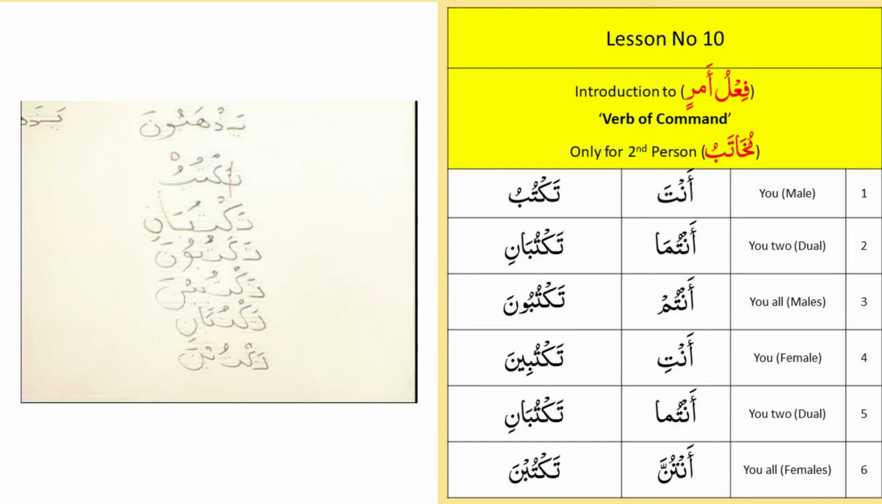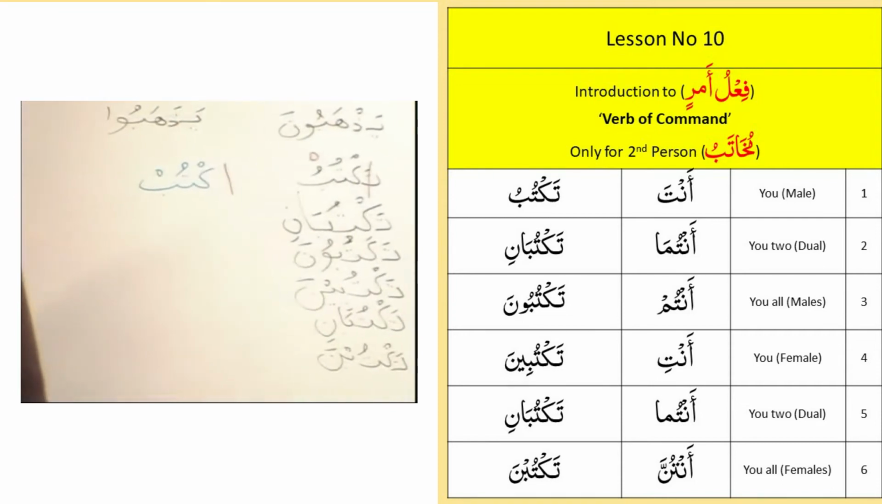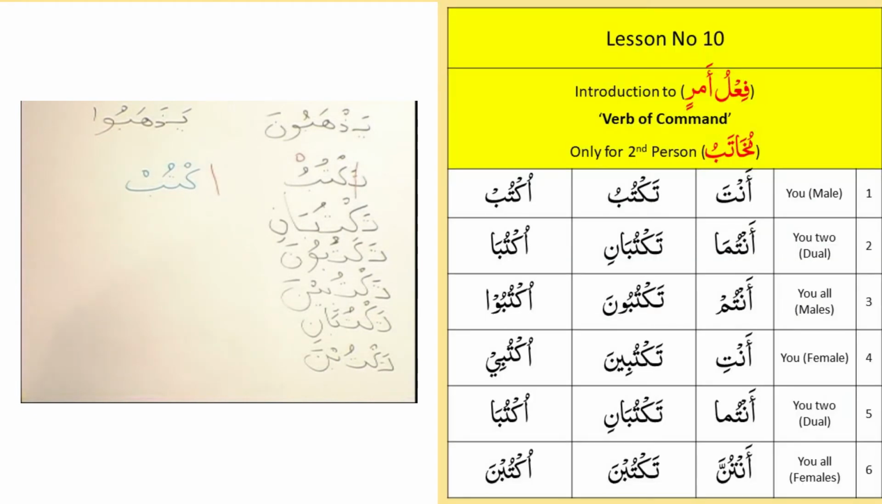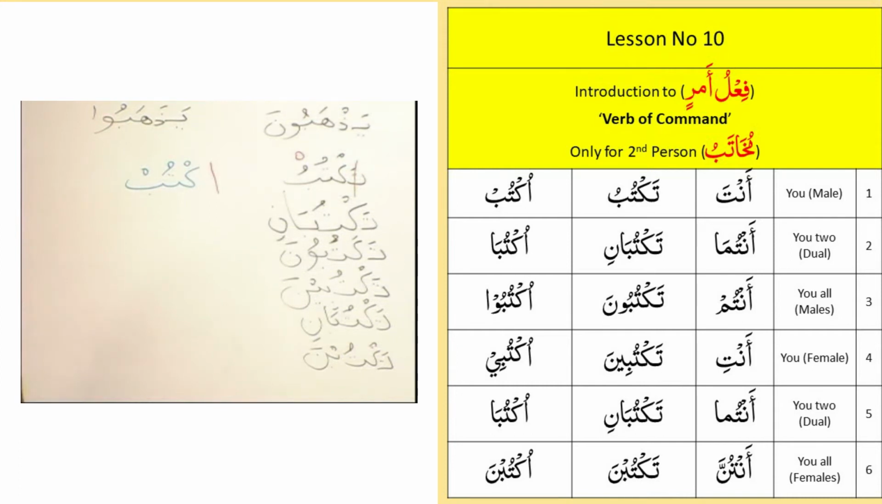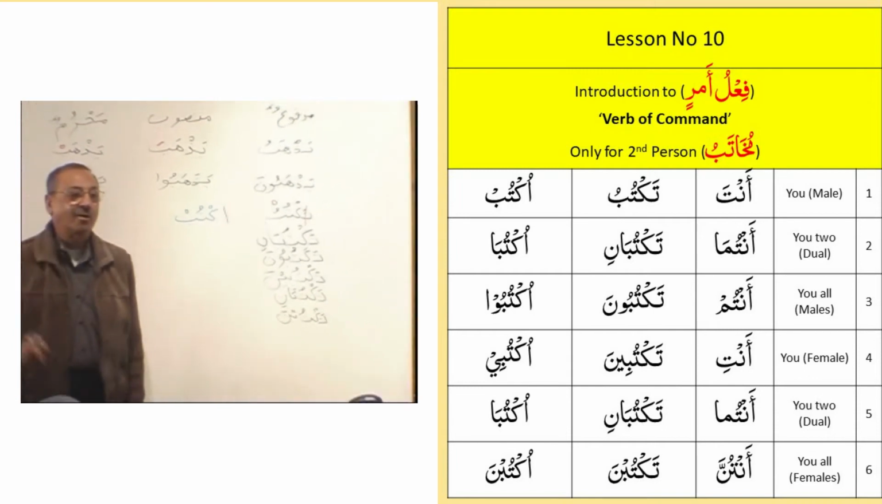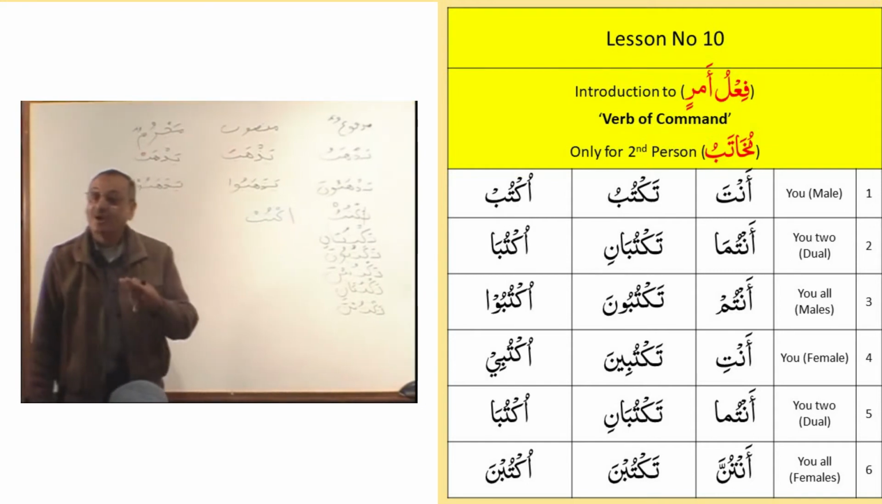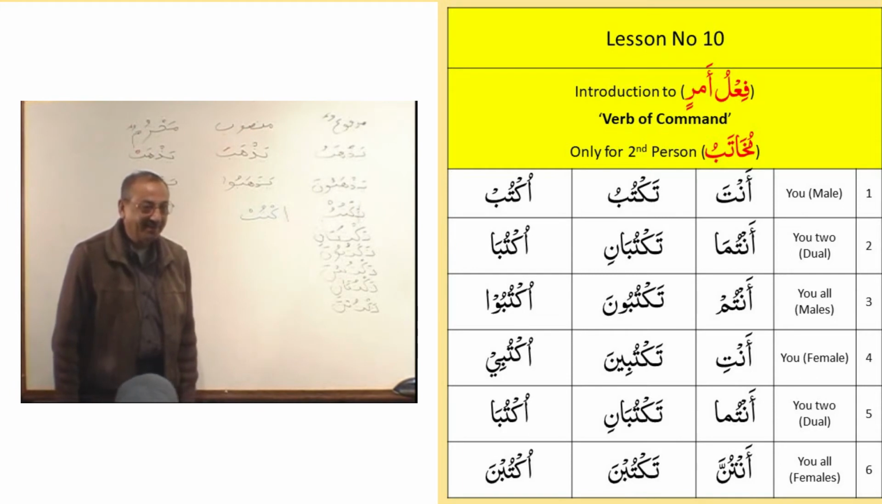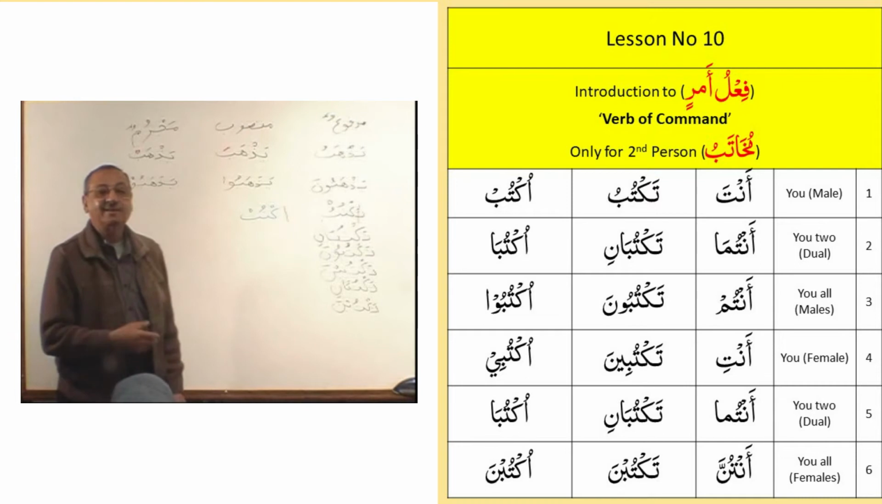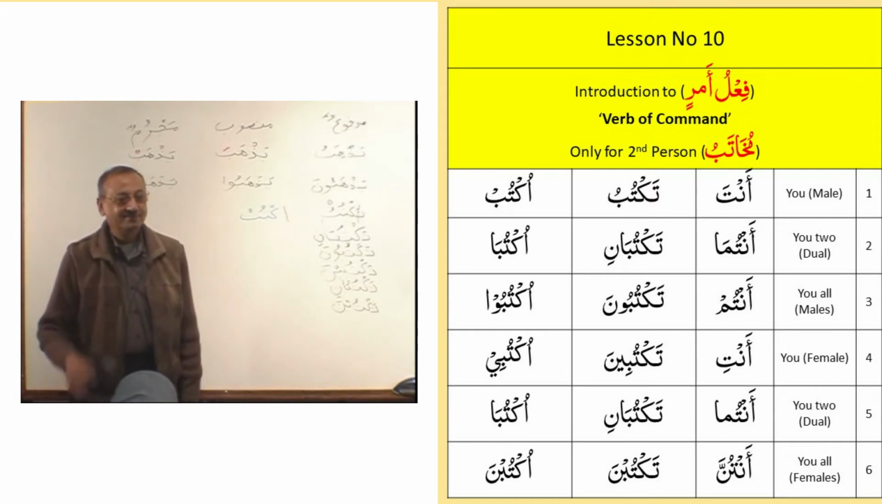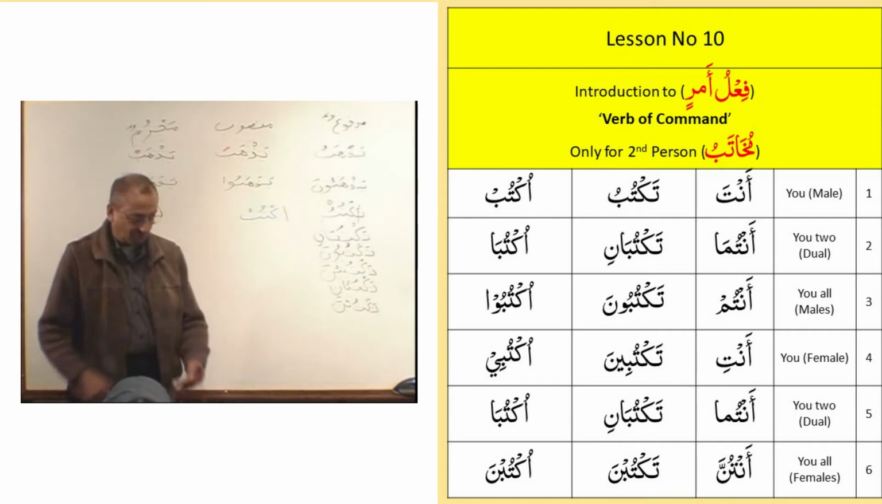So we bring in Hamzatul Wasal. Are you with me? Hamzatul Wasal, I bring it. Now, in order to pronounce, I have to give Hamzatul Wasal a vowel sign. So what shall I give? Shall I give Kasra? Shall I give Fatha? Shall I give Dhamma? It will all depend on the Ain Kalima. That is why we have to be smart enough to know the Ain Kalima. What is the sign on the Ain Kalima? If the Ain Kalima has a Dhamma, then Hamzatul Wasal gets a Dhamma. Are you with me?